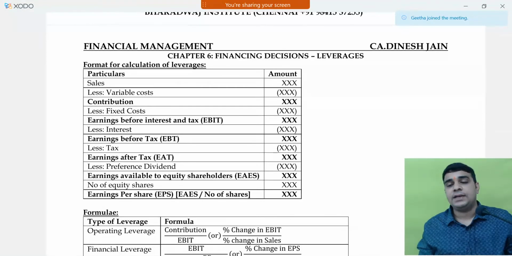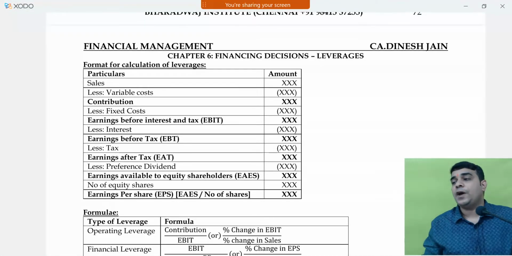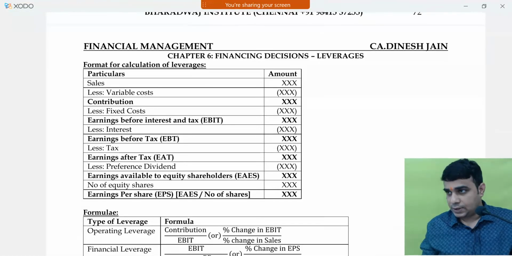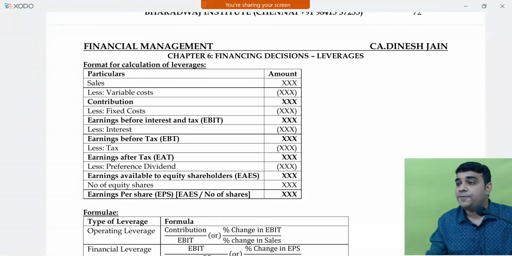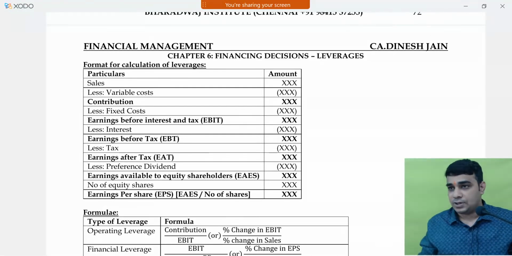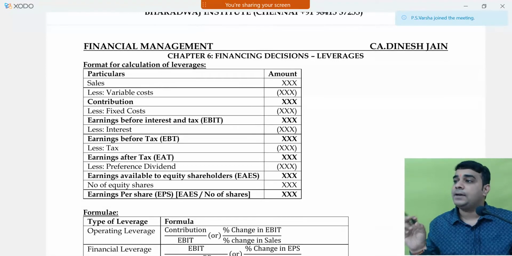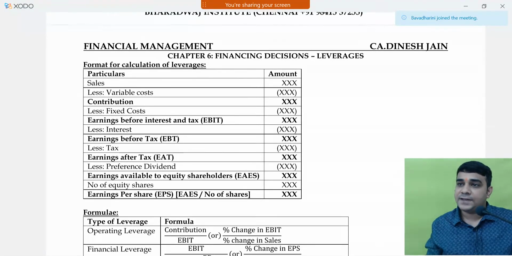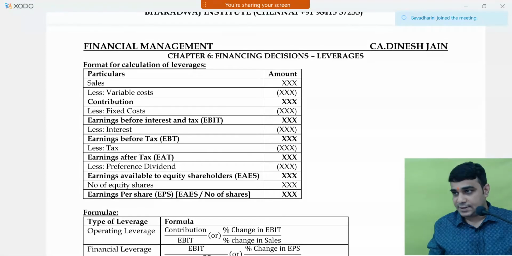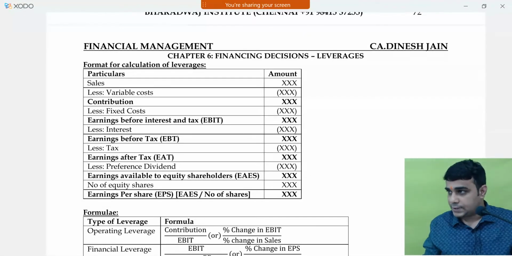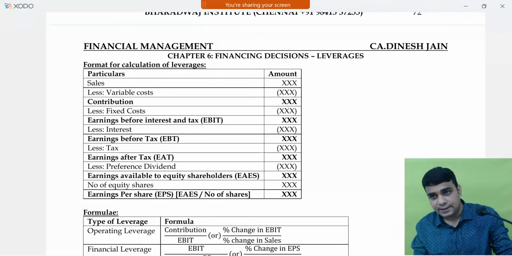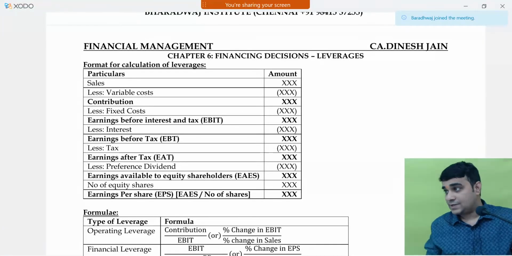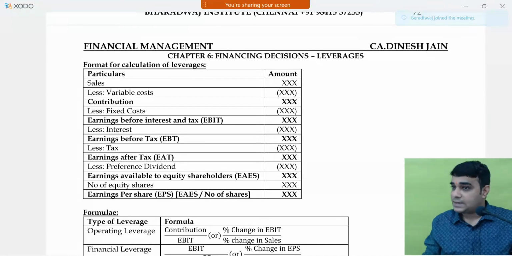This disproportionate change comes because of two reasons. One, if you have fixed cost in your cost structure, or second, fixed capital in your capital structure. What is fixed capital? Preference capital and debentures, because for that you have to pay a fixed preference dividend and fixed interest irrespective of what an organization earns. Whether the organization is earning profits or not, you are required to pay interest and preference dividend. Similarly, you are required to incur fixed cost irrespective of whether turnover is happening or not.